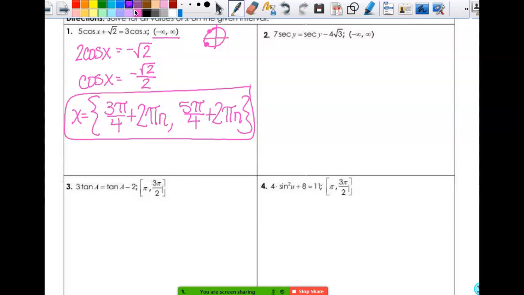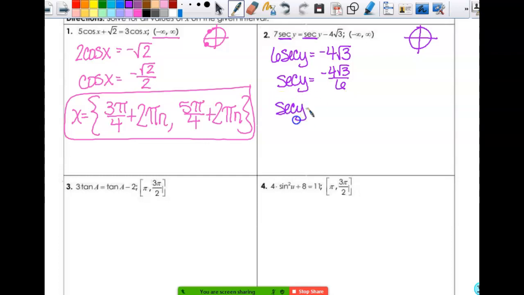All right, so again, we're going to have to think about the whole circle here. My variable is basically secant y. That's what I'm treating as my variable. So I'm going to subtract secant y from both sides, so I get 6 secant y equals negative 4 square root of 3. Then to get secant y by itself, I'm going to divide, so I get secant y equals negative 4 square root of 3 over 6. Can I reduce that fraction on the right-hand side? Yes, I can. So I get secant y equals negative 2 square root of 3 over 3.